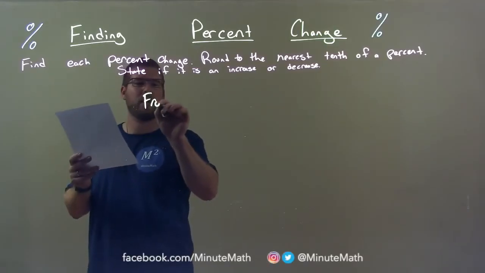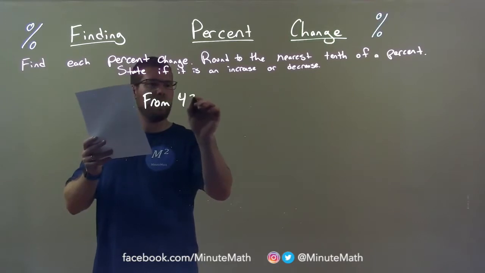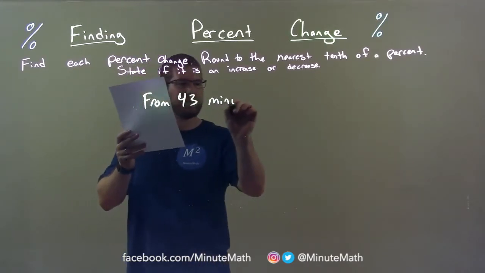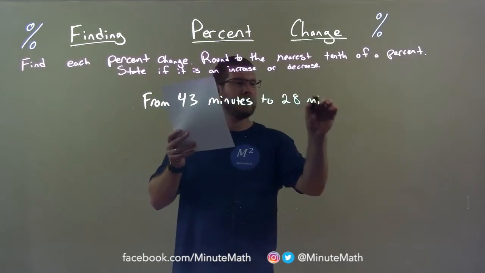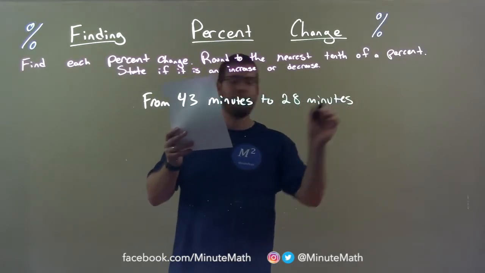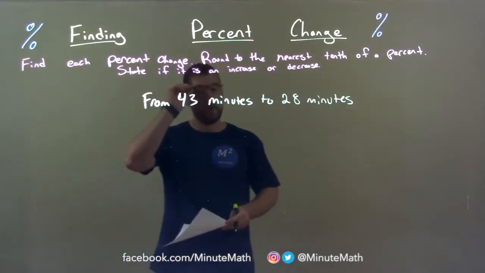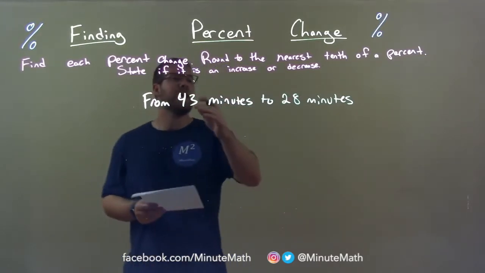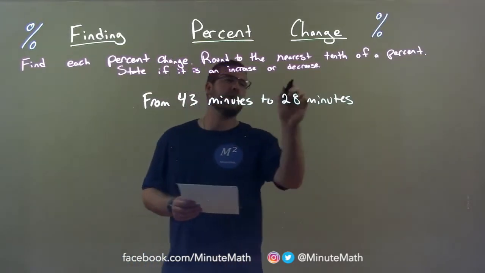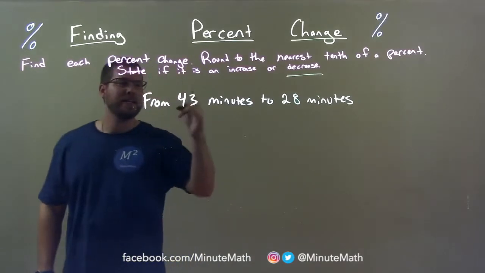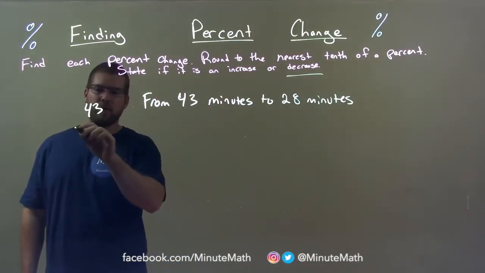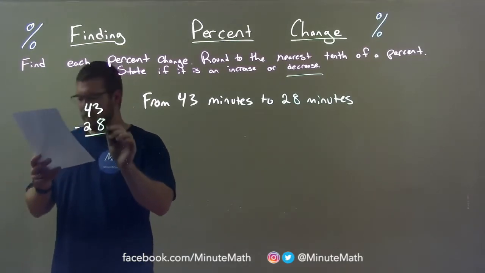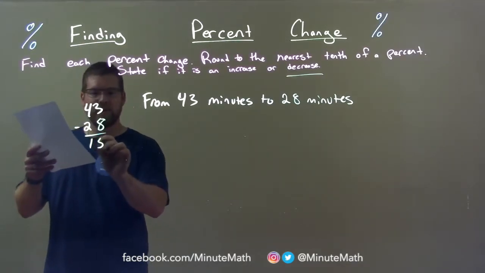From 43 minutes to 28 minutes. All right, and it's not minute math, it's just minutes right there. All right, we got a decrease. 43 to 28 is clearly a decrease. Now, difference between the two, which means larger number subtracted by the smaller number, 28. That gives us a quick answer here of a 15.